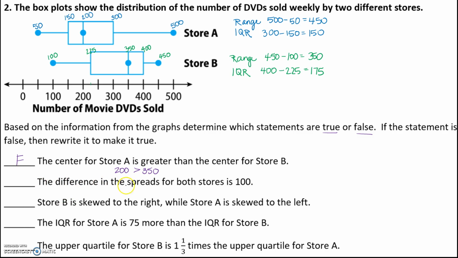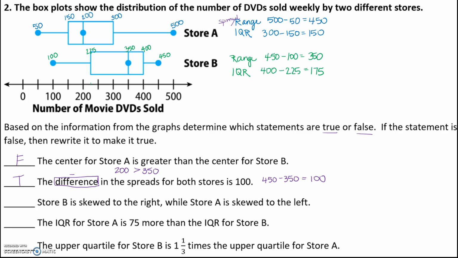All right, the next one says the difference in the spreads. So difference, right, is a key word. That means to subtract. The difference in the spreads for both stores is 100. So I'm looking at my spread, or my range. It says the difference between them, so 450 minus 350 is 100. Sounds good to me.